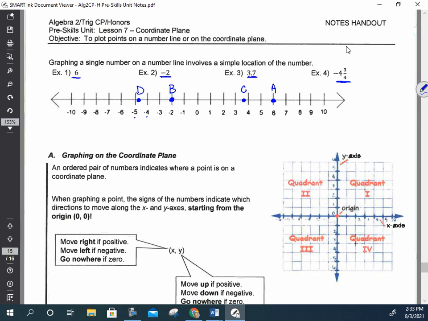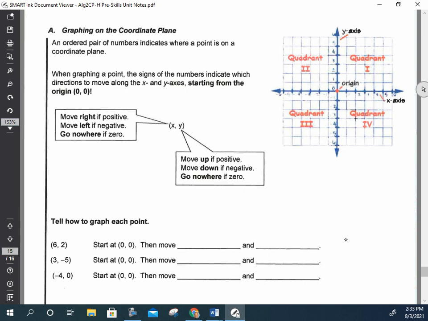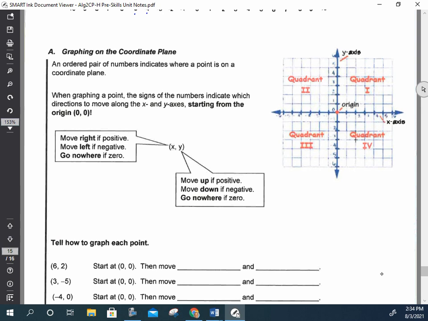So when you're just putting numbers on a number line, it's not really all that difficult. Plot the number and you're done. Now, most of our graphing in Algebra 2 Trig is going to occur on the coordinate plane. The coordinate plane focuses on an ordered pair. That ordered pair is primarily x, y. Both of those would be numbers.